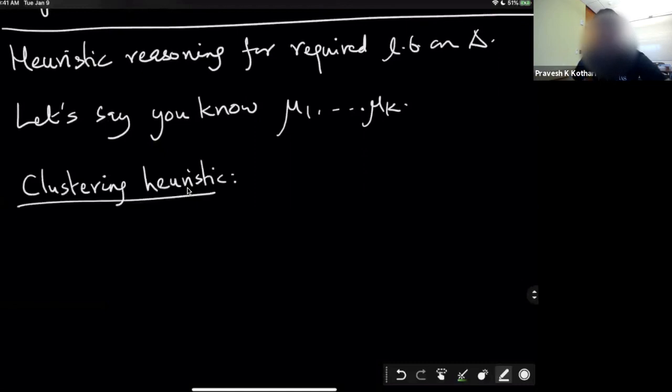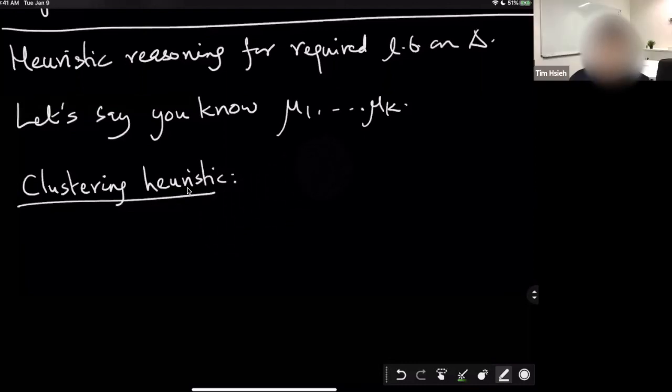Actually, can someone suggest what I might use here? So I have k different clusters. I know that exactly 1 over k fraction of the points were generated from each, and they have means mu1 up to mu sub k. Now I have to decide what each of the x1 through xn were generated from. So what should I do? What's maybe a natural thing you might try here?